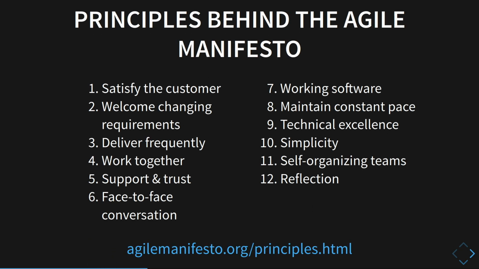Apart from the Agile Manifesto that I just showed before, there's also a list of the 12 principles behind the Agile Manifesto. I had to abbreviate them a little bit because otherwise it wouldn't fit on one slide. But here are the 12 principles behind the manifesto. We want to satisfy the customer by releasing software as early as possible. We welcome changing requirements. We want to deliver as frequently as possible. It's important that we work together with the business as developers so that we understand each other. Support and trust are really important. Face-to-face conversation. Of course, working software is the primary measure of progress.